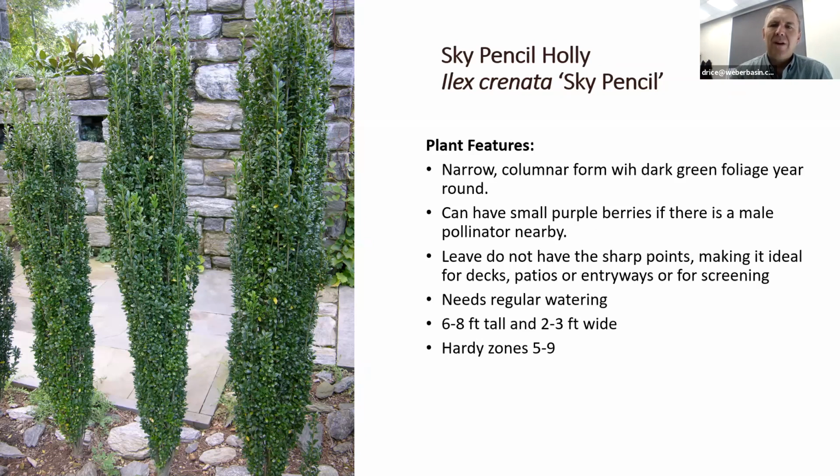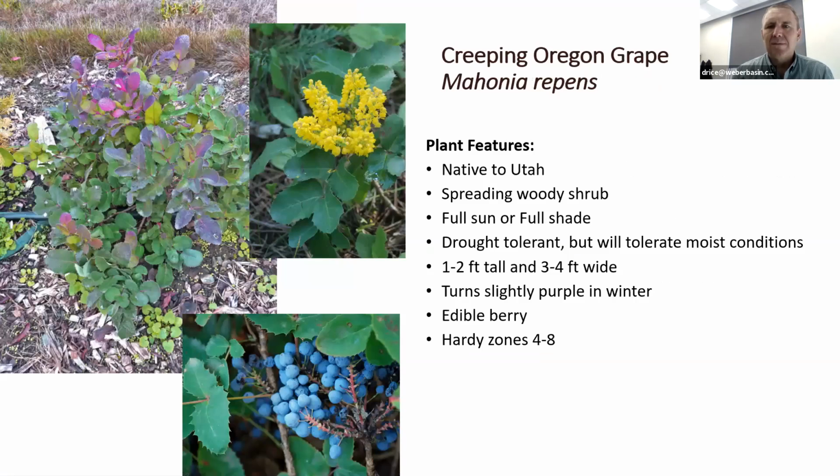But this one, narrow columnar, dark form all year, doesn't have those sharp points on the leaves like the other hollies. So in a way, it's much like a boxwood type plant more than a holly because the leaves aren't so sharp to mess with, but this is going to give you the height, 6 to 8 feet tall, 2 to 3 feet wide. Just for structure, upright look. It's not a needle type plant, a conifer type plant. So a good choice.